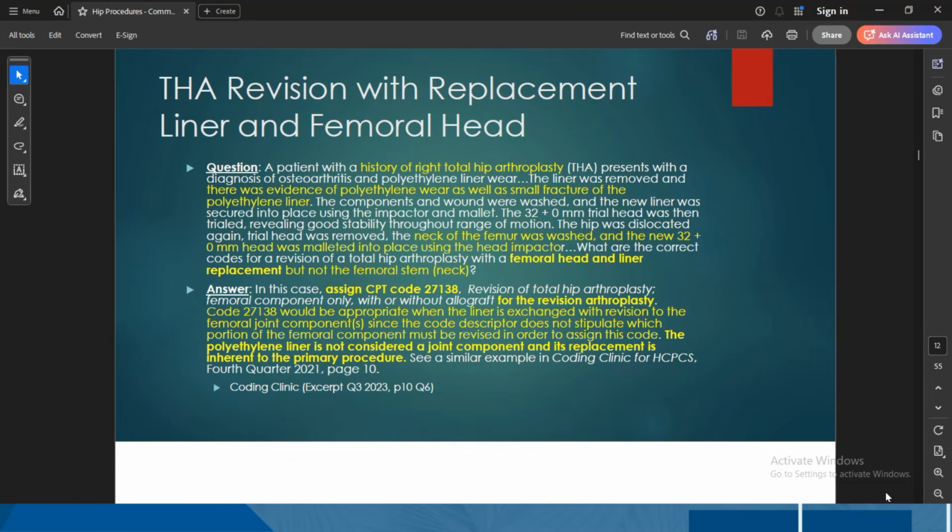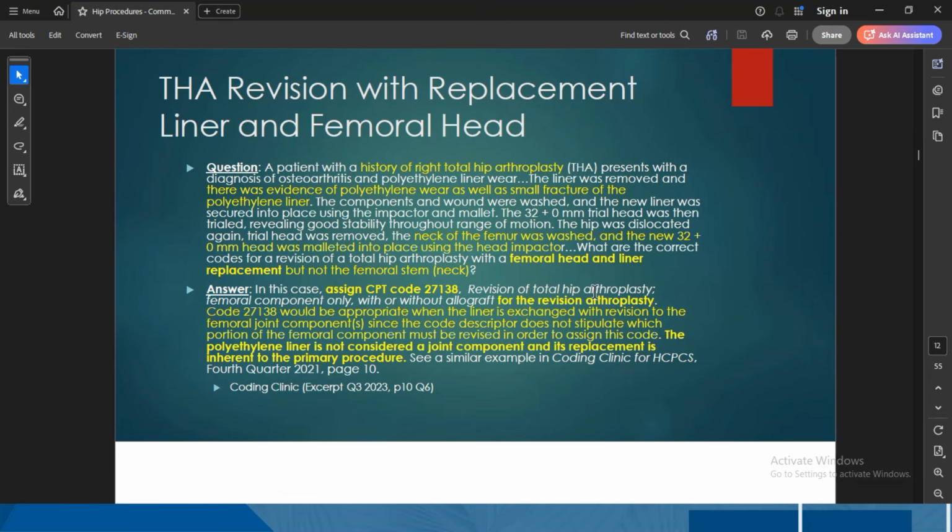Next scenario. The patient had a previous history of total hip arthroplasty on the right side. Now the patient came in with osteoarthritis as well as polyethylene liner wear. In the current visit, the physician washed the components of the hip arthroplasty and the new liner was placed using the impactor and mallet. Along with that, the physician replaced the femoral head. How do we code this scenario? Here the physician has replaced the polyethylene liner as well as the femoral head. In this case, we will use 27138, revision of total hip arthroplasty, femoral component only, with or without allograft.